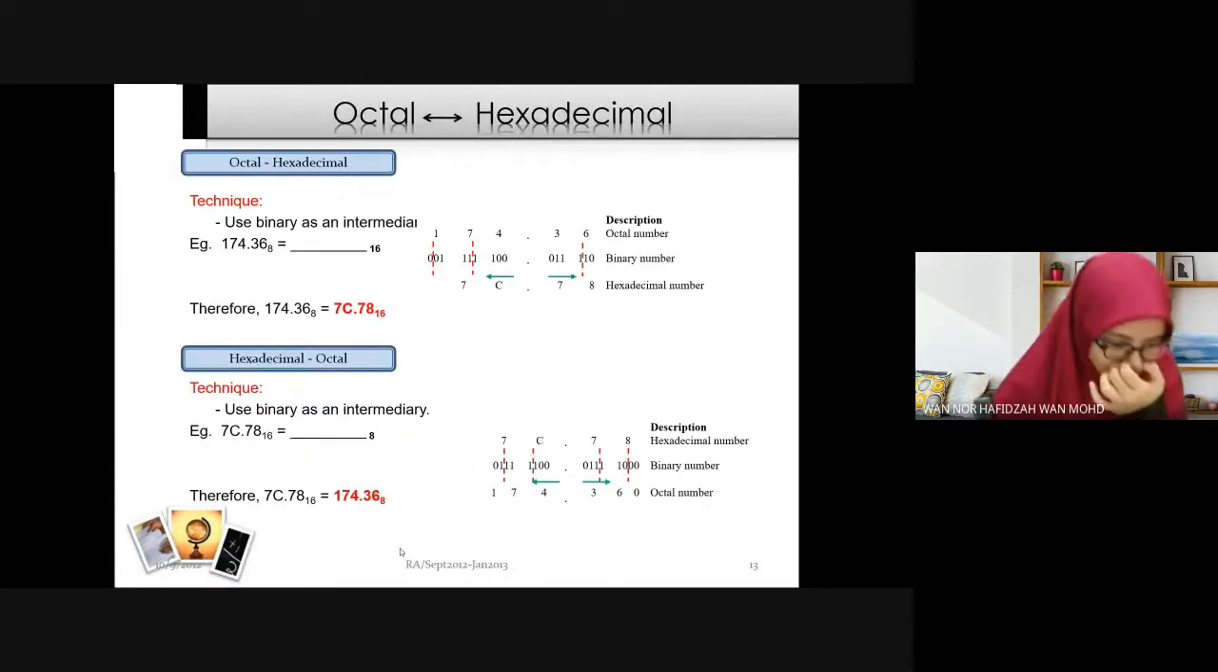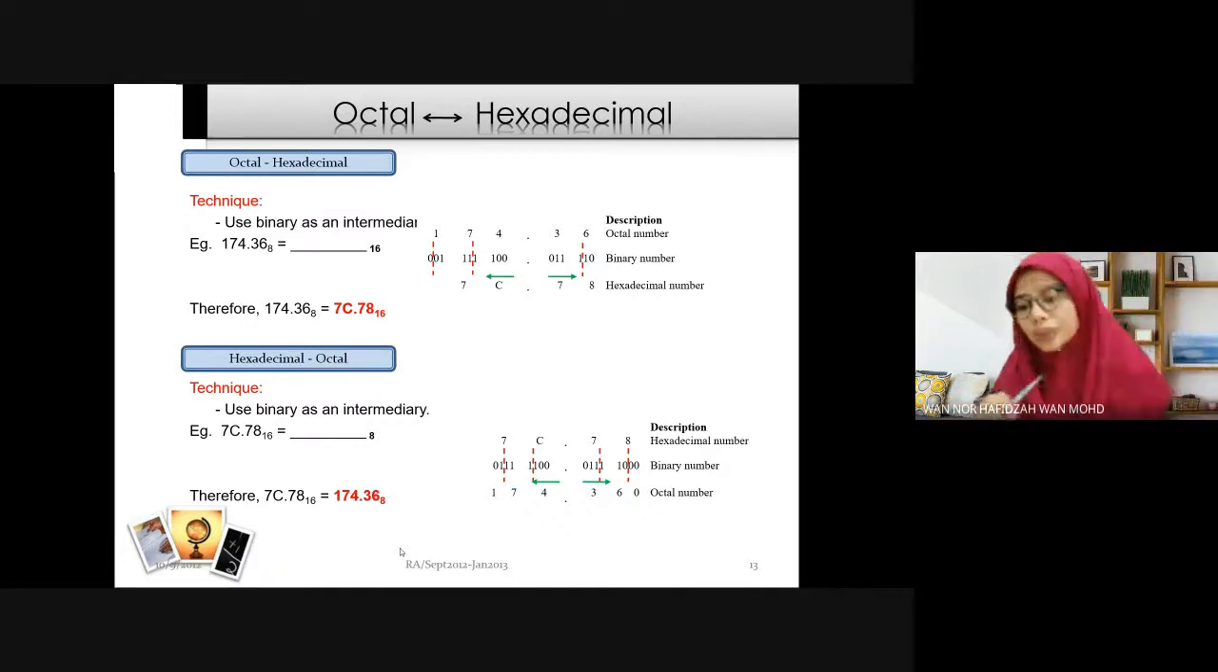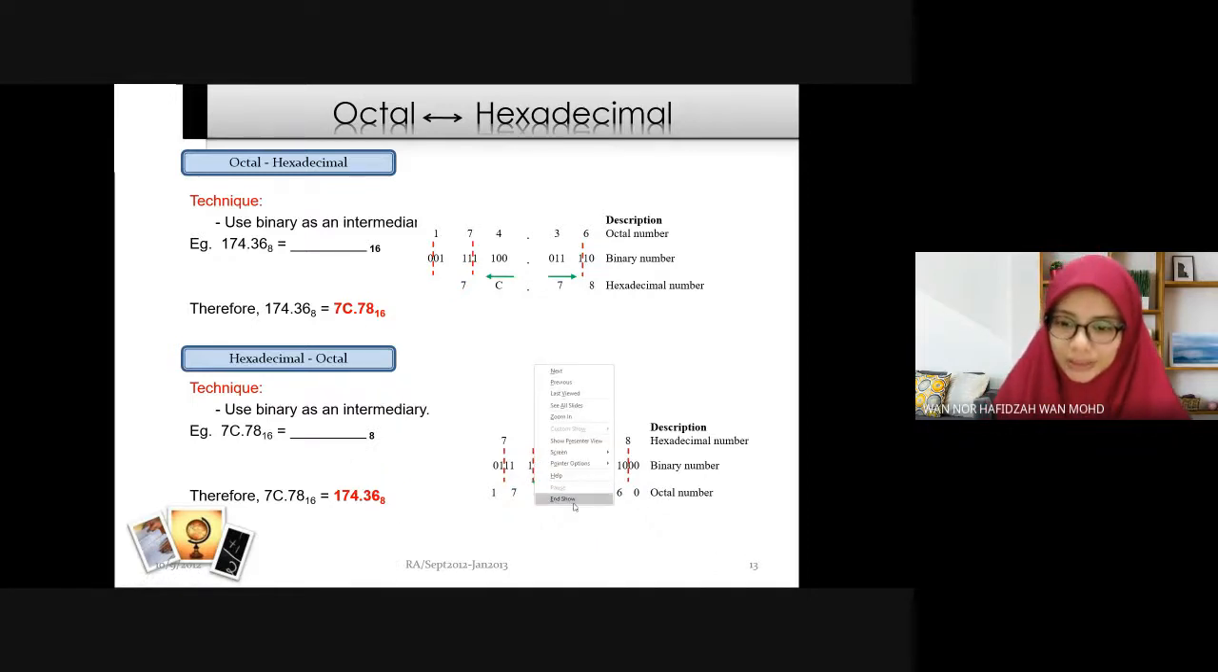Okay, I think I should stop sampai slide yang ni last. Alright, so octal to hexadecimal. So what we need to do is we need to use binary as an intermediate. Okay, so dah 9:46. Okay lah, nanti kita boleh masuk for the next class. Okay, for this one, remember page slide 13.